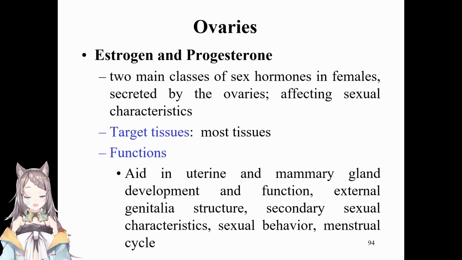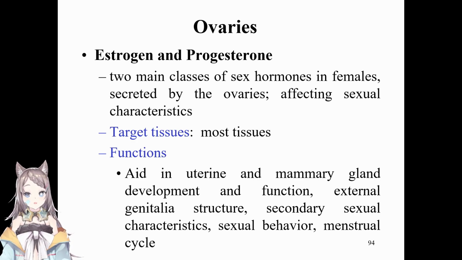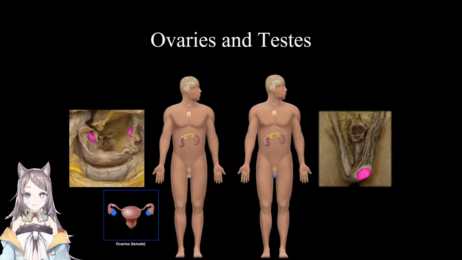Ovaries, on the other hand, are for women. They secrete or produce estrogen and progesterone. Target tissues are similar, most tissues, and the function is to aid in uterine and mammary gland development and function, external genitalia structures, secondary sexual characteristics, sexual behavior, and the menstrual cycle. You can find them here.